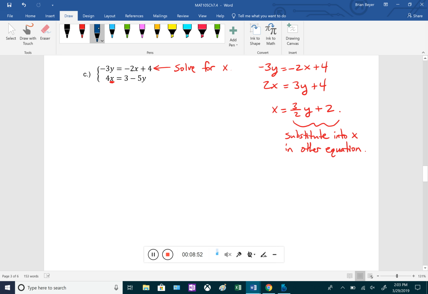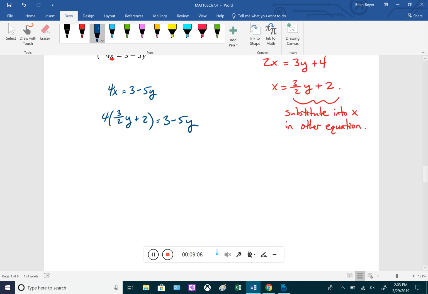So starting with 4x equals 3 minus 5y. Plugging that in for x, we have 4 times (3/2 y plus 2) equals 3 minus 5y. Solving this for y, we have to distribute the 4 on the left side.